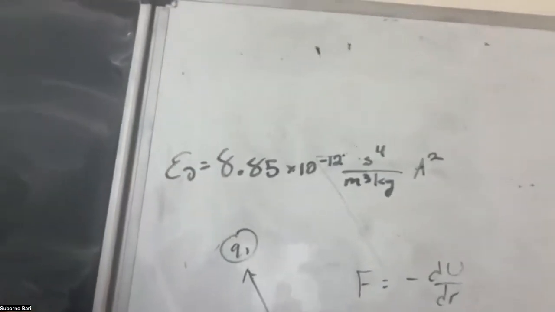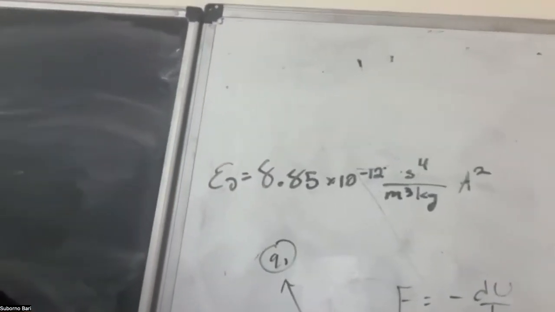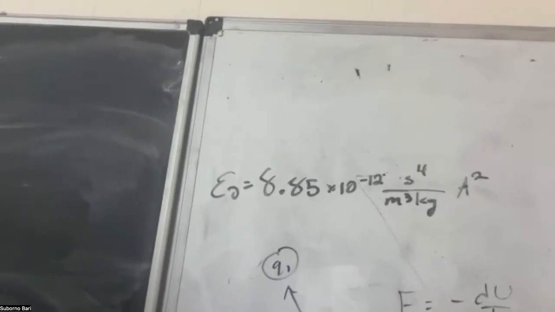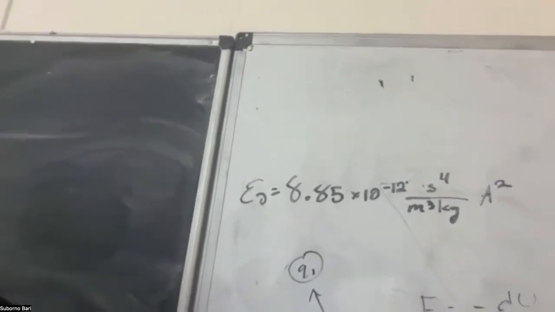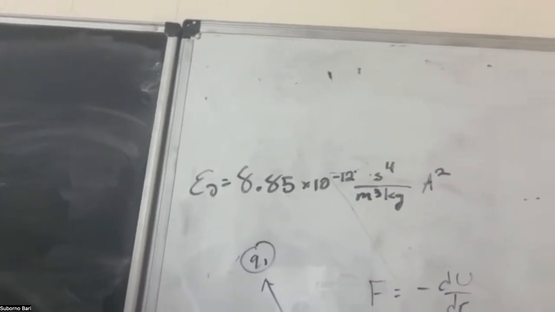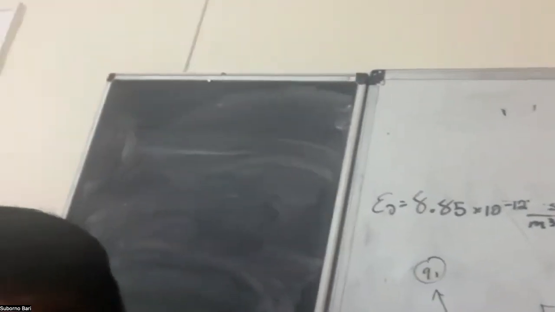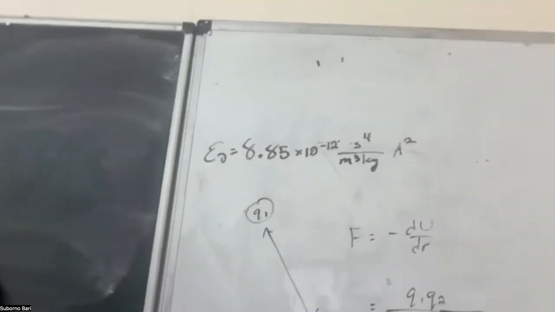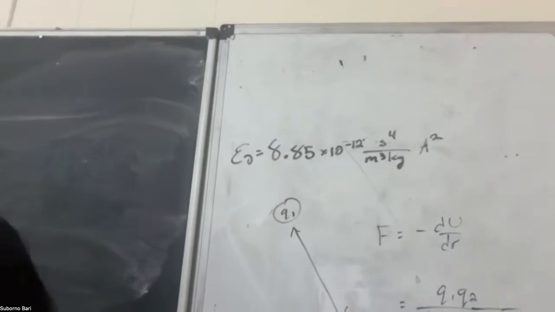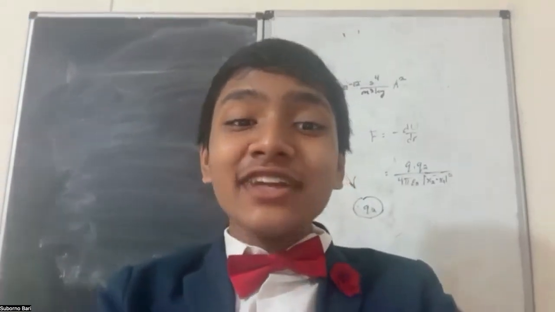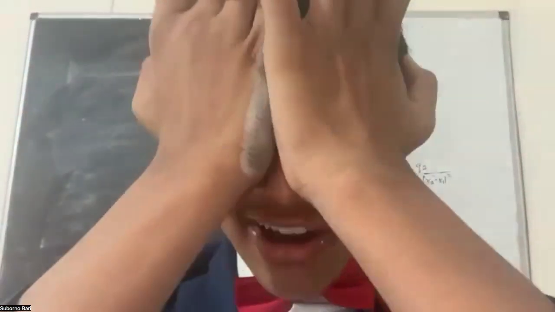Okay, Shibo, so what is it? Okay, epsilon naught is second to the fourth over cubic meter kilograms and ampere squared. Why do you pronounce it like ampere? Isaac, Ampere is rolling in his grave right now. Is ampere an SI unit? Yes. Do you not know what the SI units are?